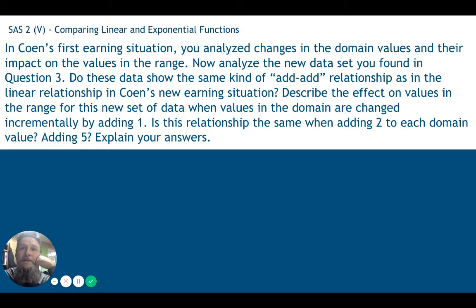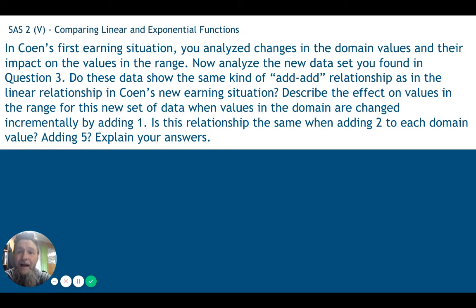So in his first earning situation, we analyzed changes in the domain values and their impact on the values in the range. Now we're going to analyze the new data set you found in question 3, this last question we just looked at. Does the data show the same kind of add-add relationship as in the linear relationship in Cohen's new earnings situation? The effect on values needs to be described, and the range for this new set of data value when values in the domain are changed incrementally by adding 1. Is the relationship the same when adding 2 to each domain value?